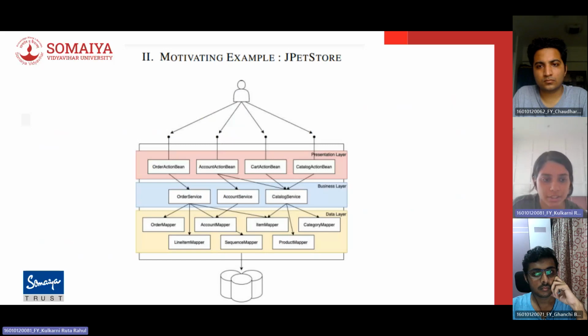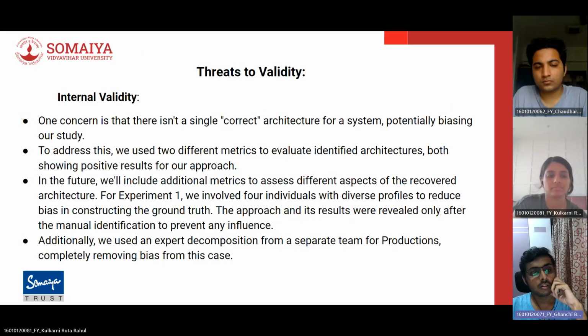Now Bhavesh will continue. So let's talk about the threats to the validity of a study. For internal validity, one concern is that there isn't a correct architecture for a system, potentially biasing a study. To address this, we have used two different metrics to evaluate our identified architecture. In future, we will also include additional assets to evaluate an architecture.